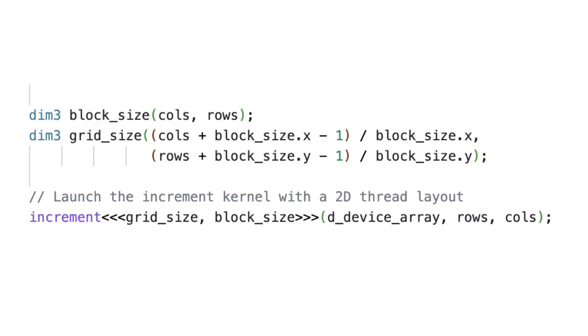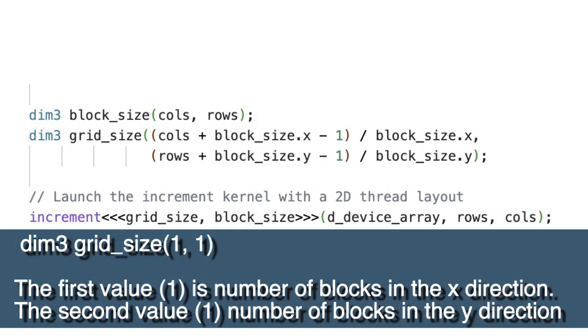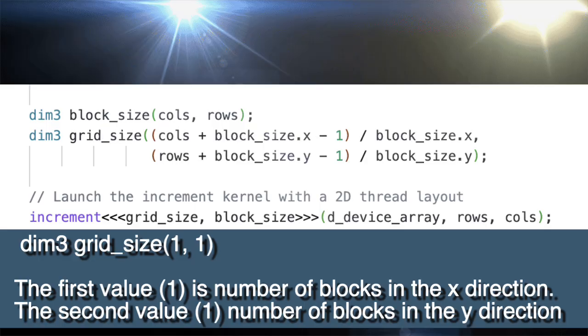Okay, now for grid size. We use a general formula to compute the minimum grid size needed to fit a thread for every element. It calculates how many blocks I need to cover all rows times columns elements.